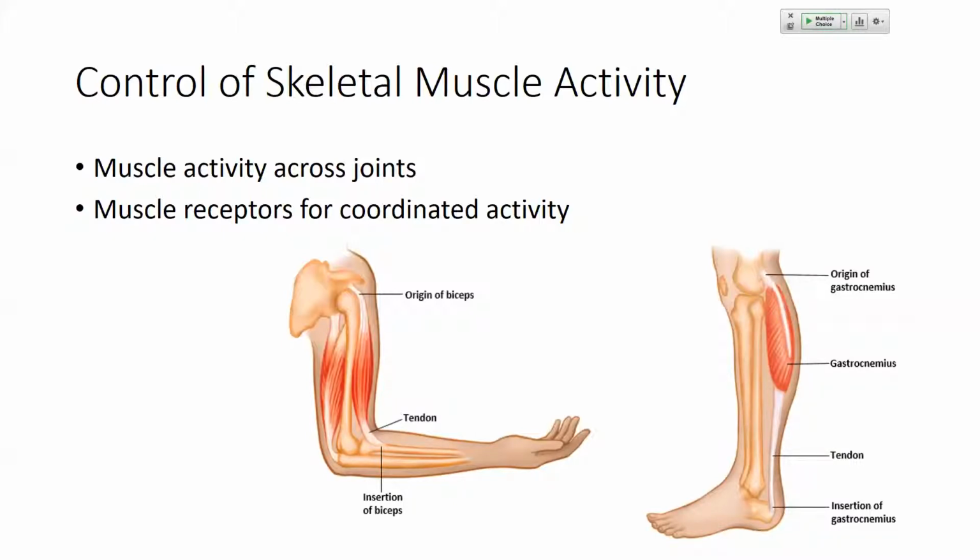Right? Now, in order to coordinate muscle activity, in order to help keep the muscle movement synchronized, which means that only one group of muscles is acting at a time, we have certain receptors in the muscle to help coordinate that activity.